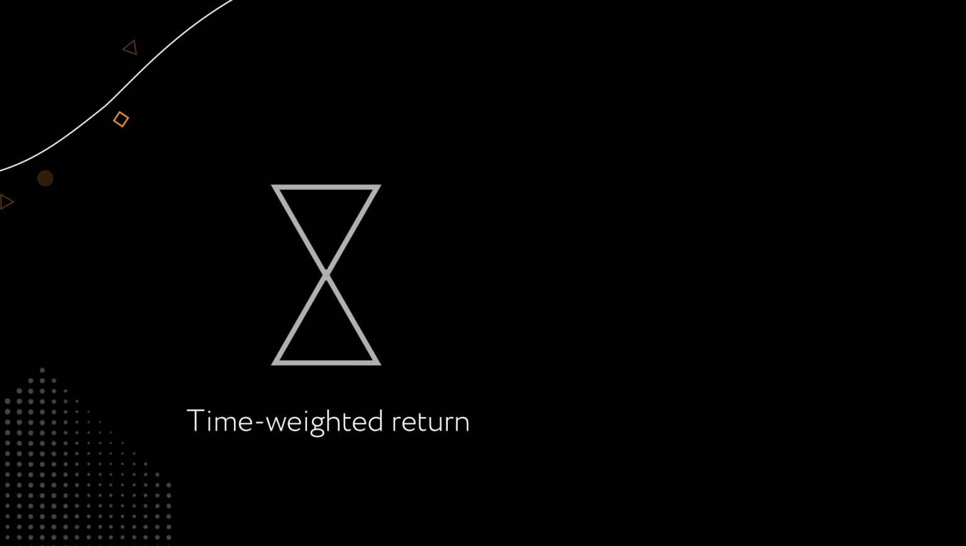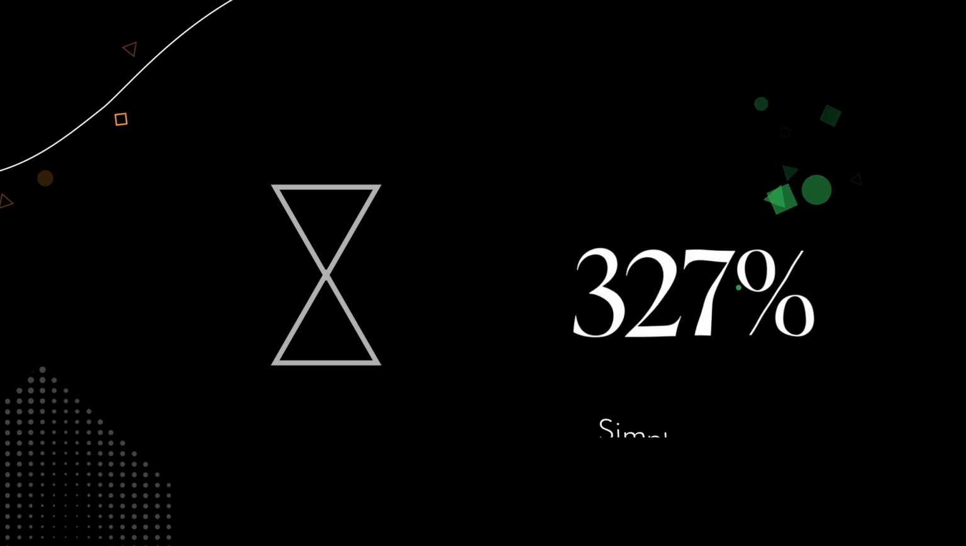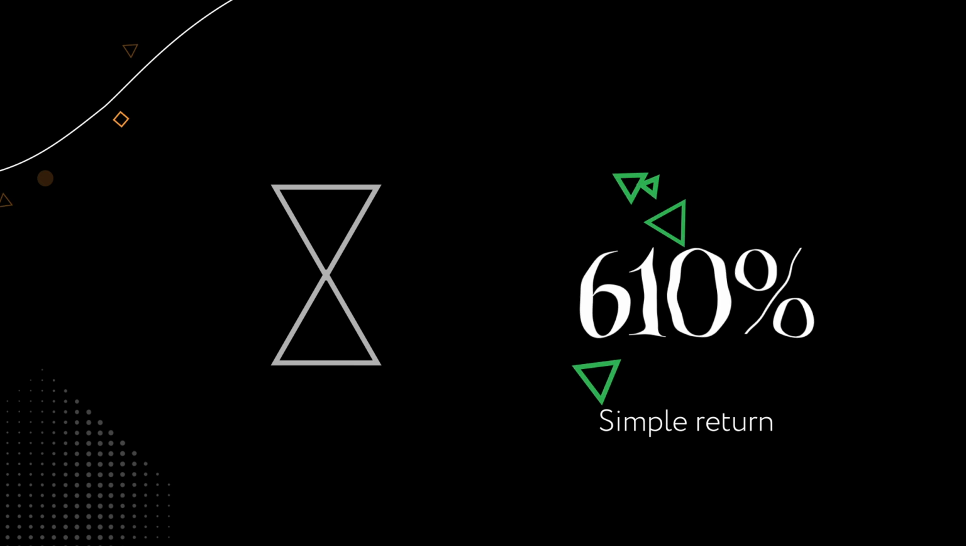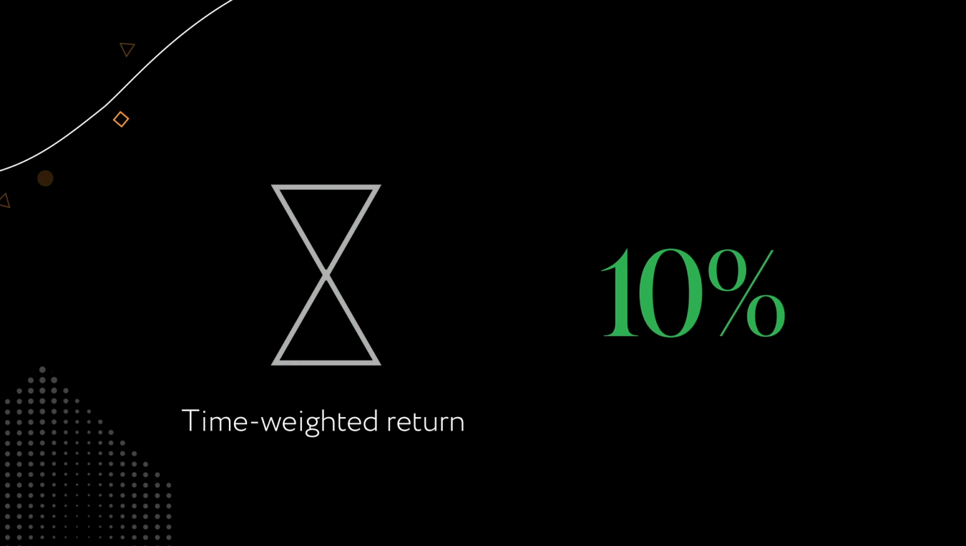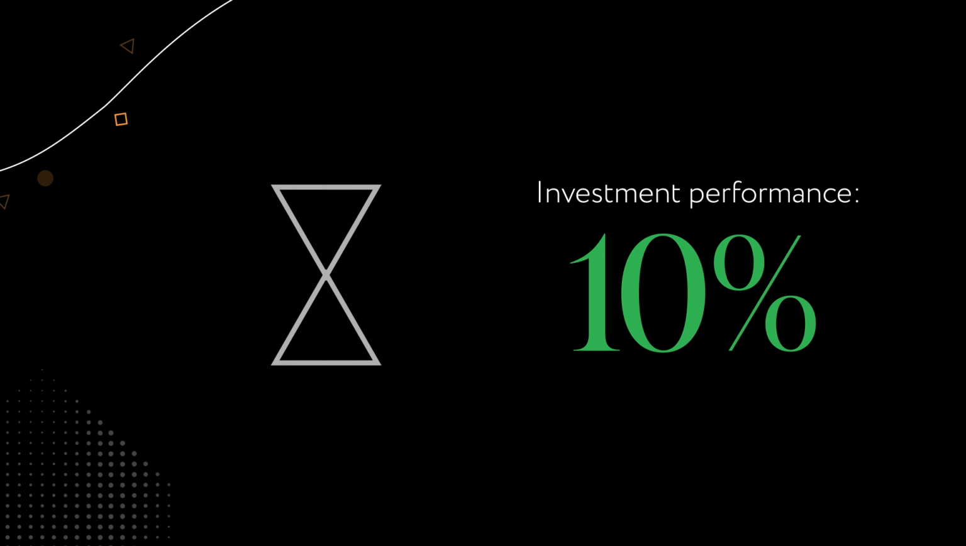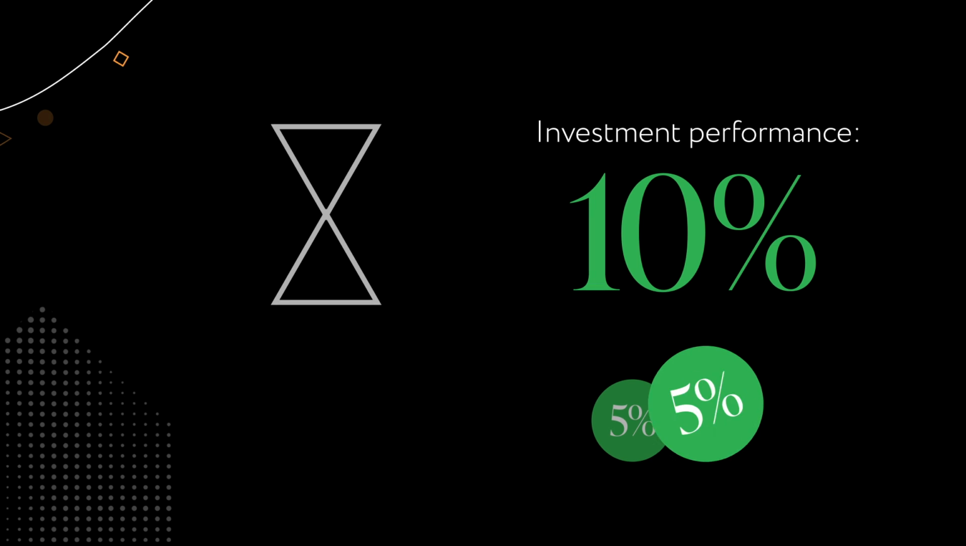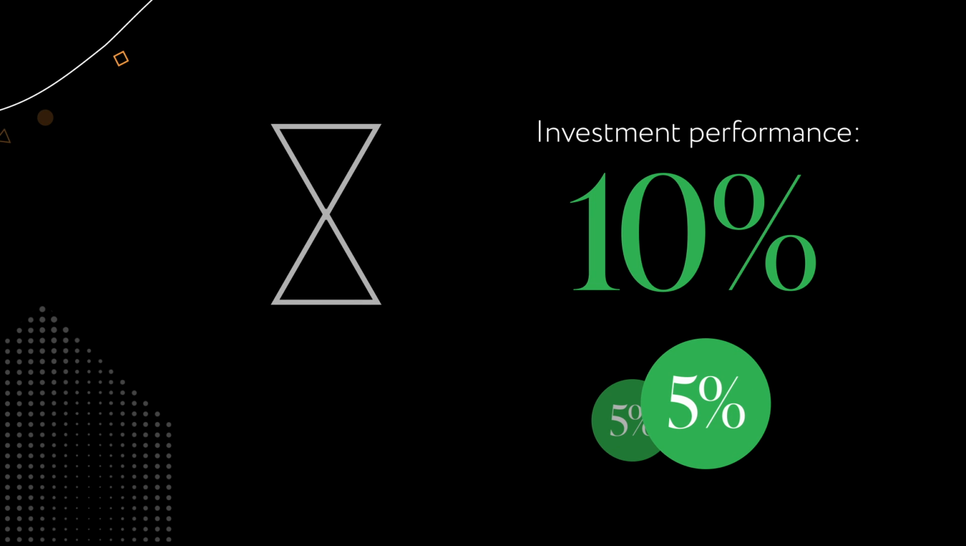So the simple return for Layla's account in the period was more than 600%. The time-weighted return for that period was around 10%, which looks about right. This 10% reflects the investment performance, which, if you remember, was 5% in the first year and 5% in the second year, and removes the impact of her contributions and withdrawals.